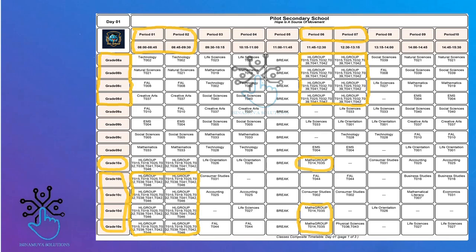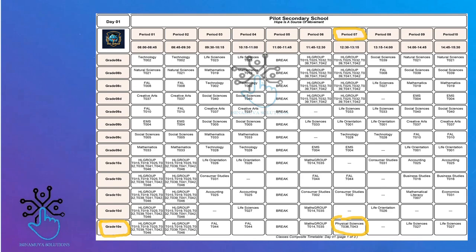We have stated before that one of the mandatory requirements for subgroups is that all classes that are involved in that lesson should be scheduled at the same time. In this composite timetable, we can clearly see that all classes that participate in the HL group subgroup are scheduled simultaneously. Similarly, grades 10A, 10D, and 10E classes that participate in the mathematics subgroup are scheduled simultaneously in period 6. In this school, the mathematics subgroup caters for those students in the same class who had a choice to make between pure mathematics and mathematical literacy.